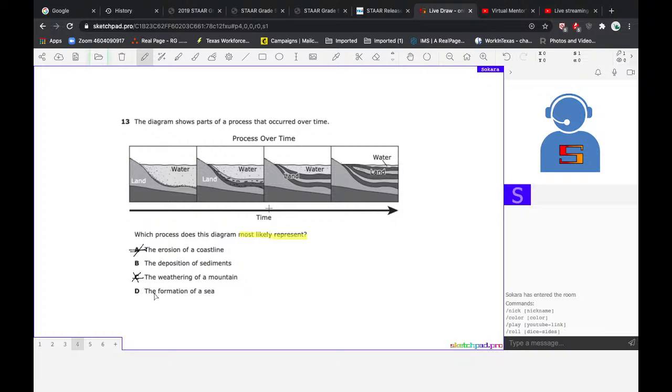Next is the formation of a sea. The diagram is not showing the formation of a sea. As you can see, sediments are being deposited. It doesn't show anything about a sea being formed. So when you look at answer choices like this, cross out easy ones first, things that really don't make any sense. Then you could probably go on to the hard ones.